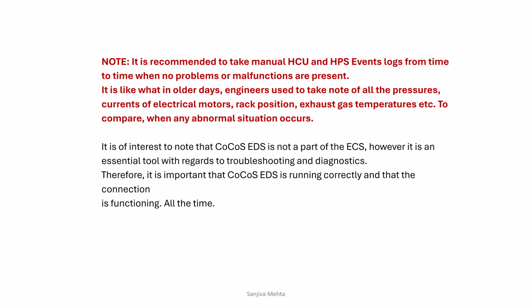It is recommended to take manual SCU and HPS event logs from time to time. You have to take it when no problem or malfunction is present, with the engine running normal at 70% load, 80% load, 100% load, and 50% load, which is normally where you run. Sometimes you can take it. Like in older days, engineers should note down all pressures, temperatures, and currents of different motors. So in case something happens, we check: last time when everything was normal, these were the parameters, now these are the parameters. What is the possible reason? We'll find out.